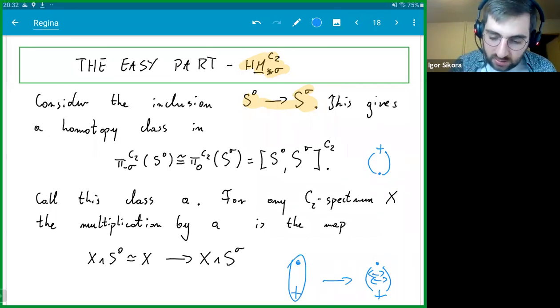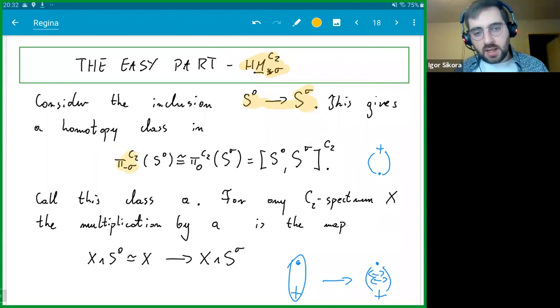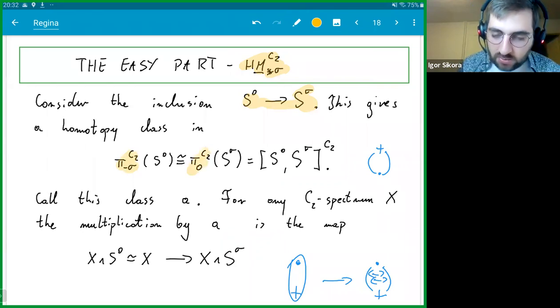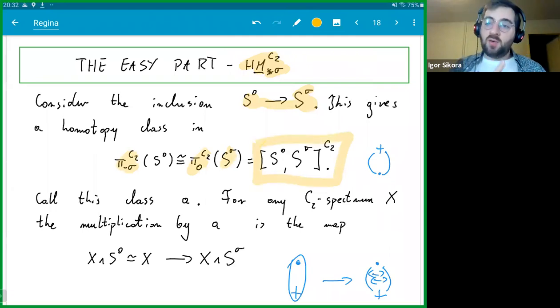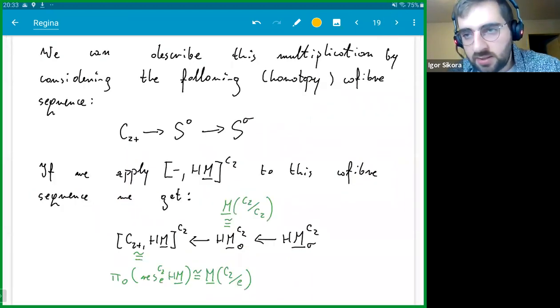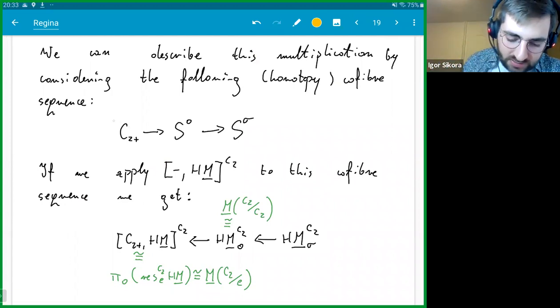And yes, this inclusion gives us a homotopy class in the degree minus sigma in the homotopy of the sphere spectrum, because this is the same thing as the zeroth homotopy group of S sigma. So these are just C2-equivariant homotopy classes of maps from S0 to S sigma. Let's call this class a. And for any C2 spectrum X, we can define the multiplication by a. This is just the map where we smash X with this inclusion S0 to S sigma. And actually, we can describe this multiplication by using the following homotopy cofiber sequence.